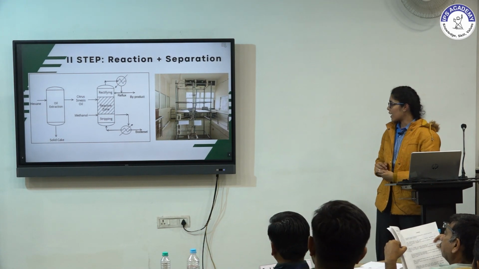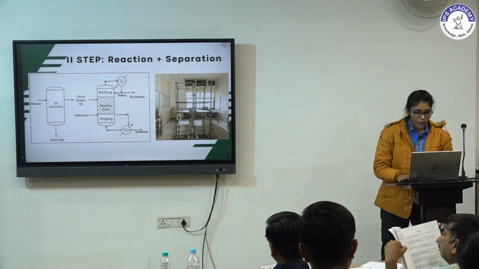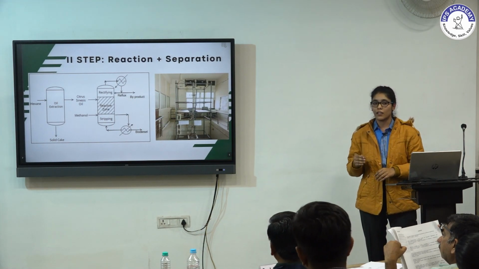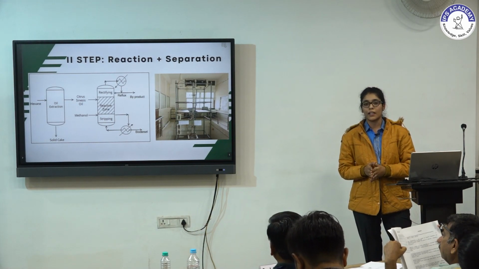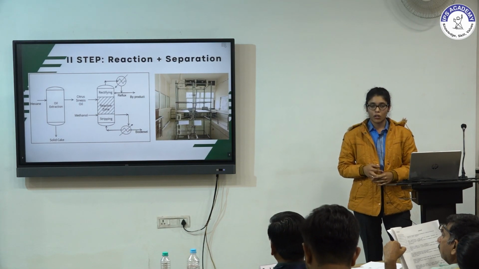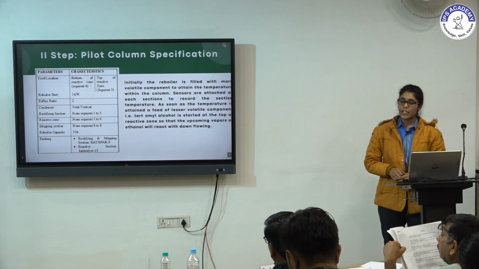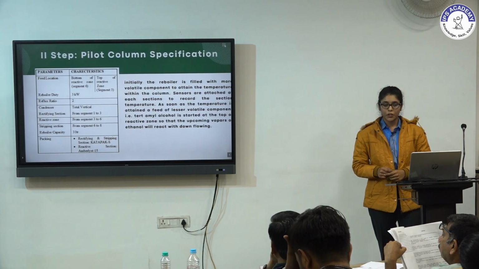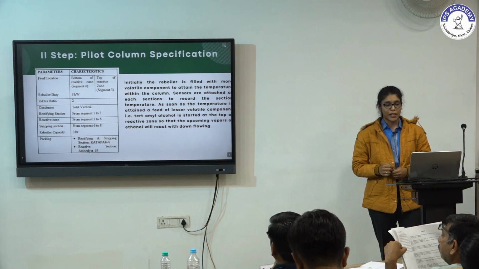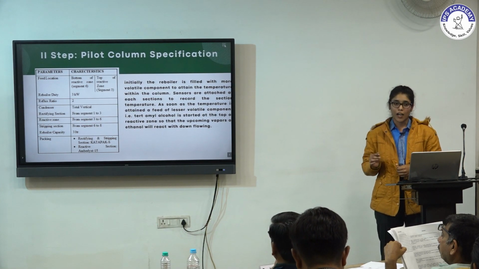So this figure indicates the proper setup of reactive distillation. The distillation column consists of 10 plates, and we have taken the reboiler duty at 3 kilowatt, and initially the reboiler is filled with the more volatile component to attain the temperature within the column. Sensors are attached at each of the sections to record the sectional temperature. We have noted this temperature in our data logger.